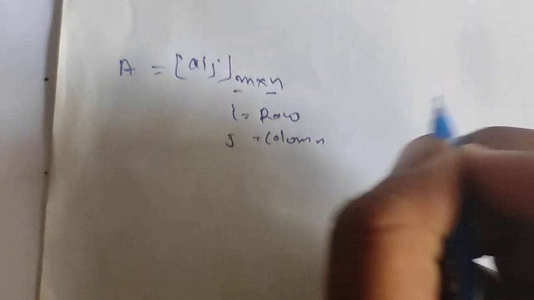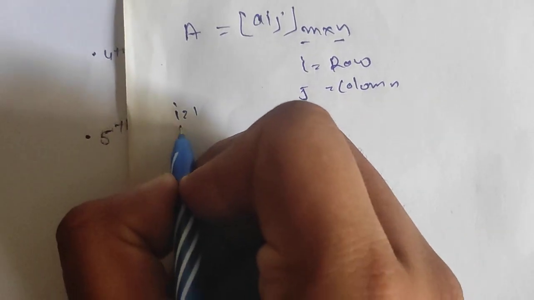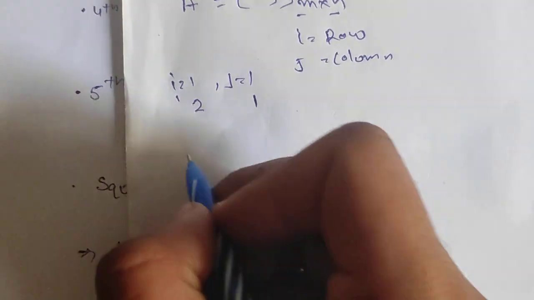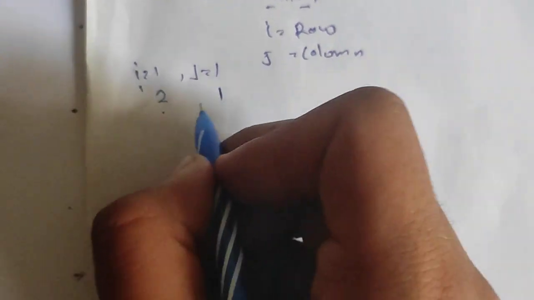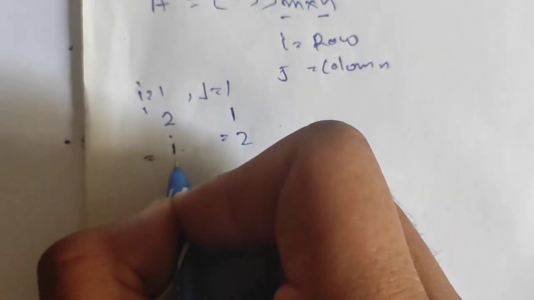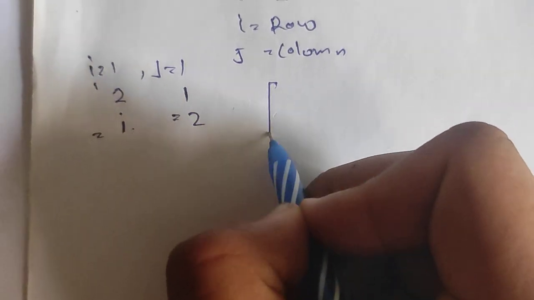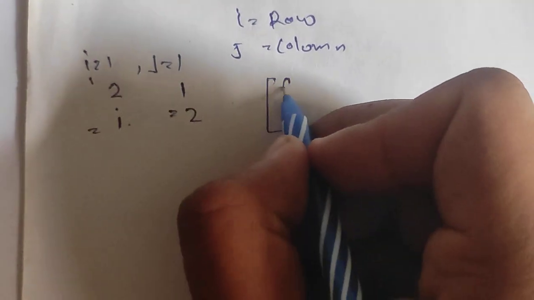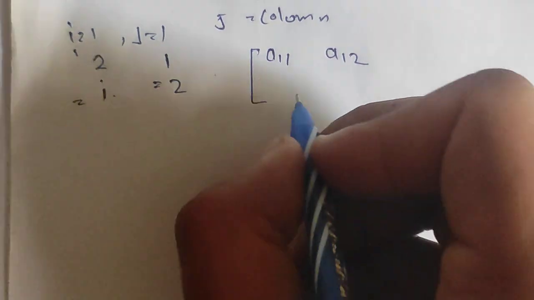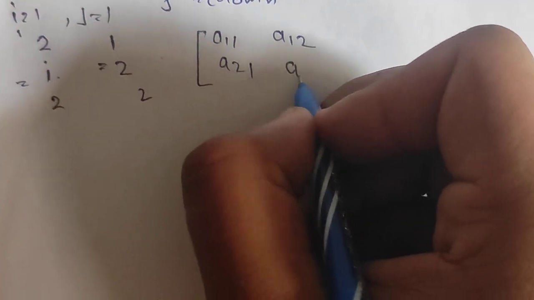Okay, for example, if i is equal to 1 and j is equal to 1, and we say i is equal to 2, j is equal to 1, and i is equal to 1, j is equal to 2. What I am saying, do you understand? Okay, I say Aij, so A11, A12, A21 and A22.